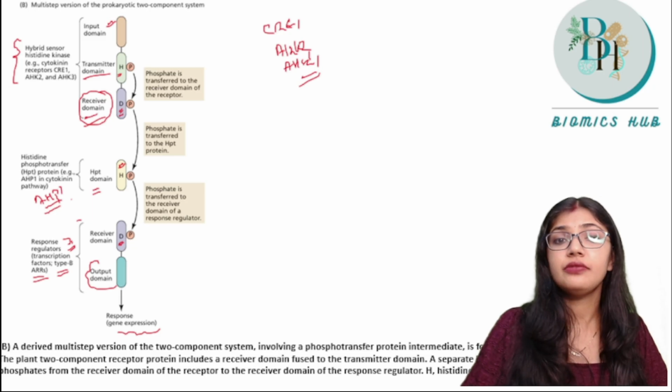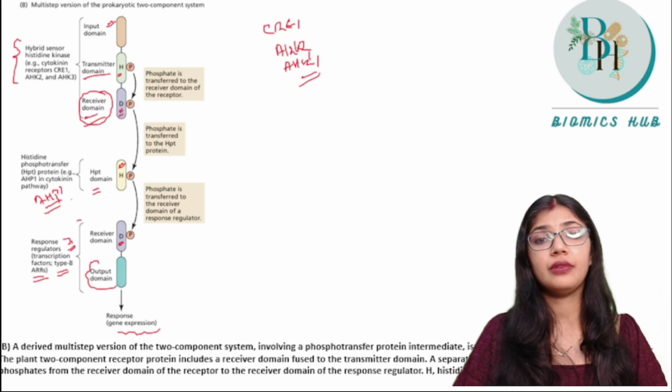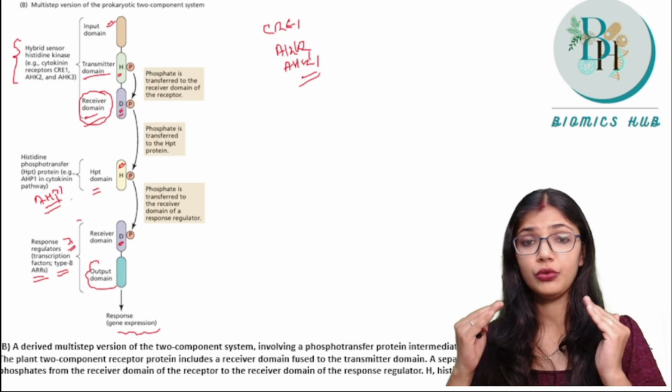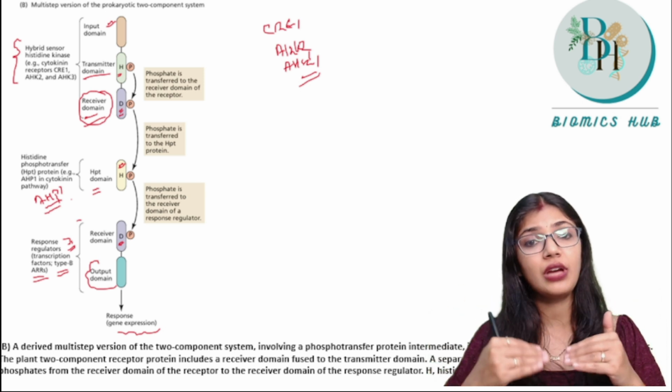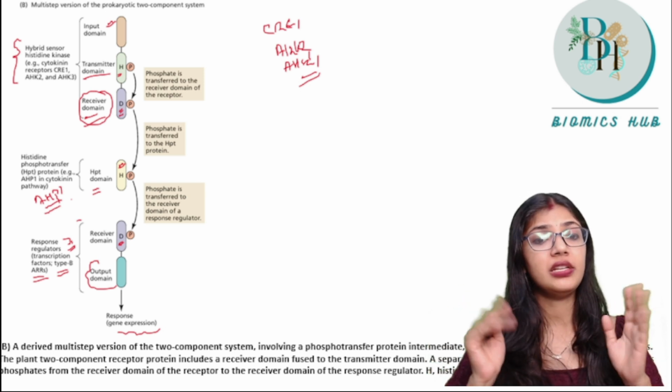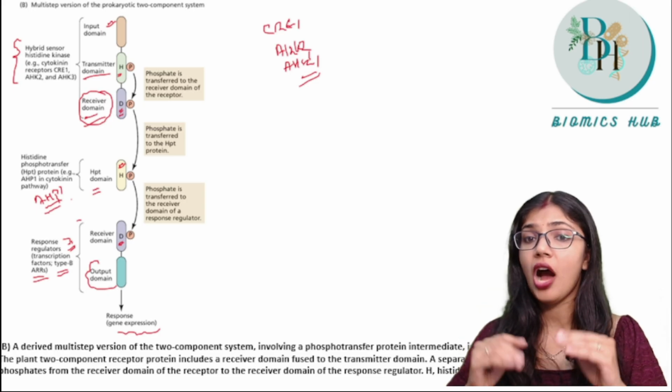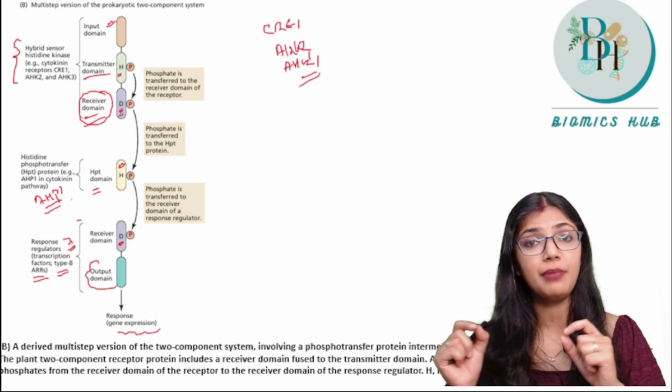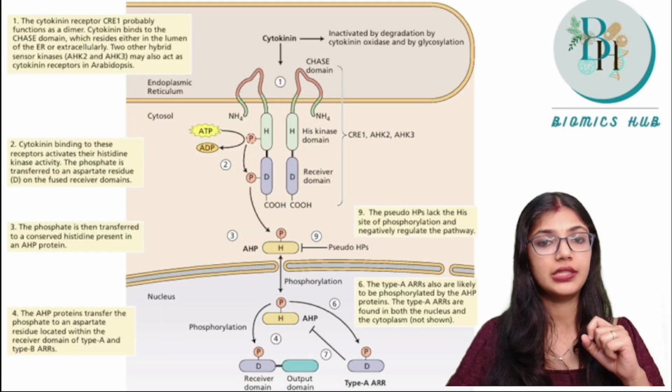Now we will discuss how the cytokinin signaling pathway is derived from the prokaryotic two-component system. Now we will understand how the mechanism of the cytokinin signaling pathway takes place.